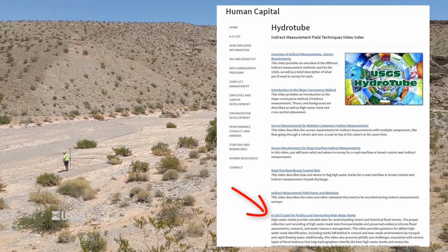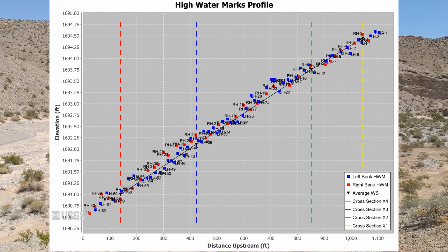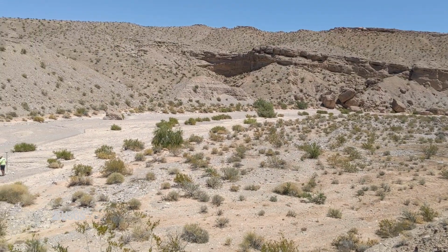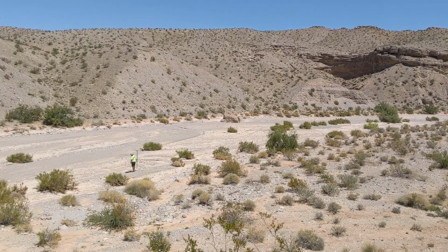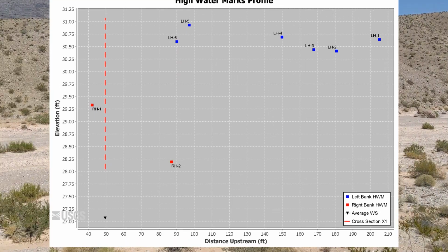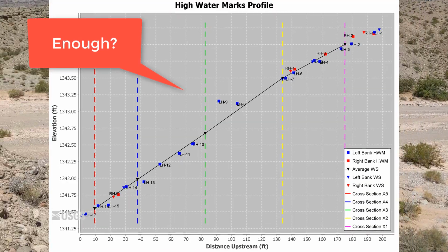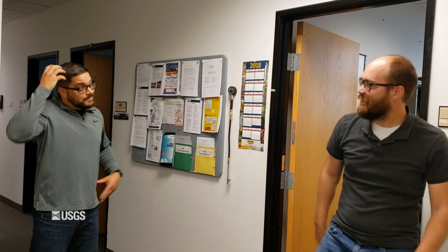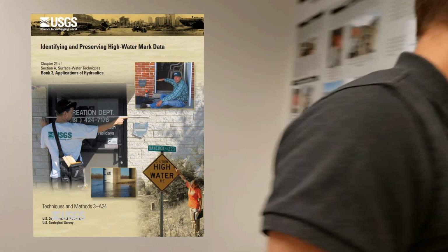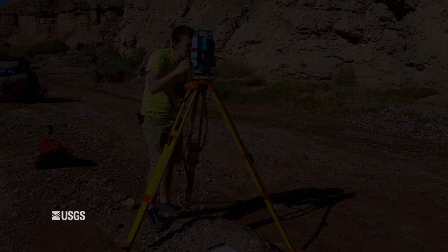You will want to flag enough marks to define what the water surface profile looked like at the time of the peak. That's going to vary for every channel depending on slope, channel roughness, and the types of high watermarks you encounter. For the conditions I encounter in the southern Nevada area, I generally think, okay, less than 10 high water marks per bank isn't enough. 20 per bank might be enough, and more than that might be even better. If you aren't sure how many marks to flag, make sure you take an experienced person with you to help you out. Also see the guidelines provided on page 36 of TM 3-A24 in identifying and preserving high watermark data.